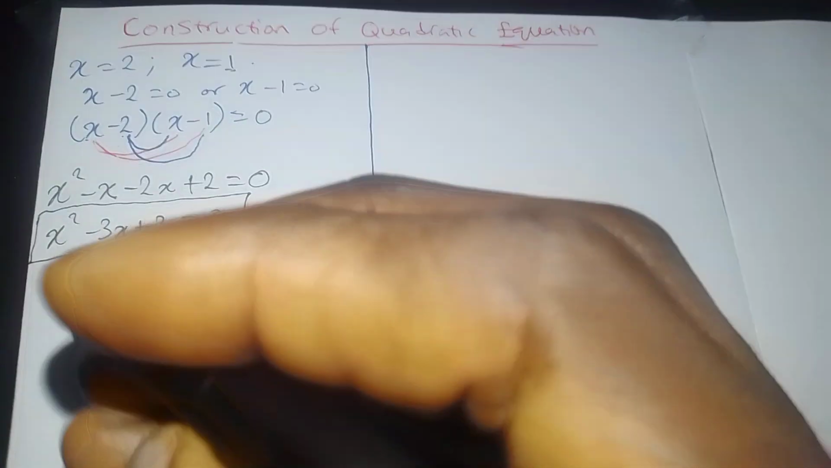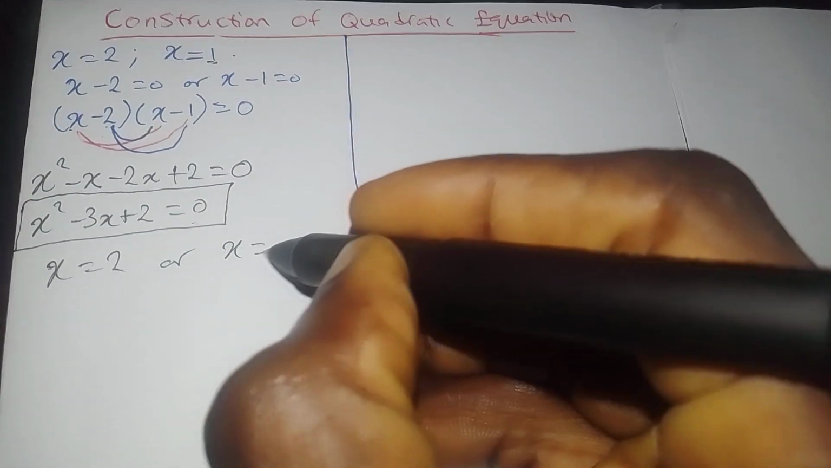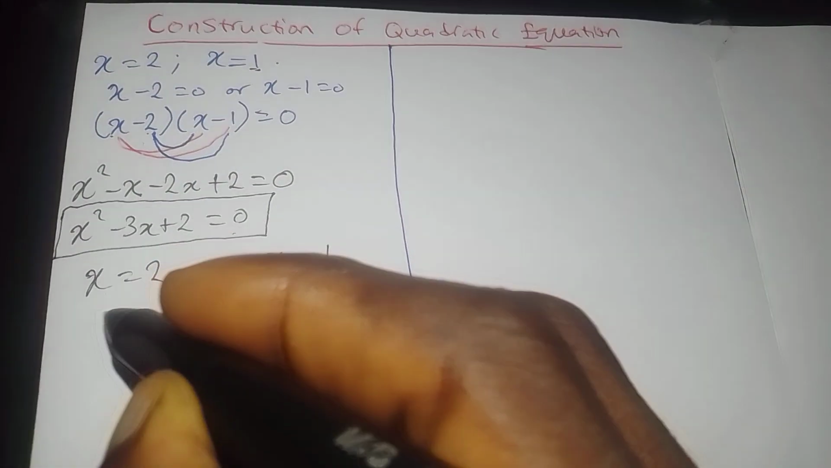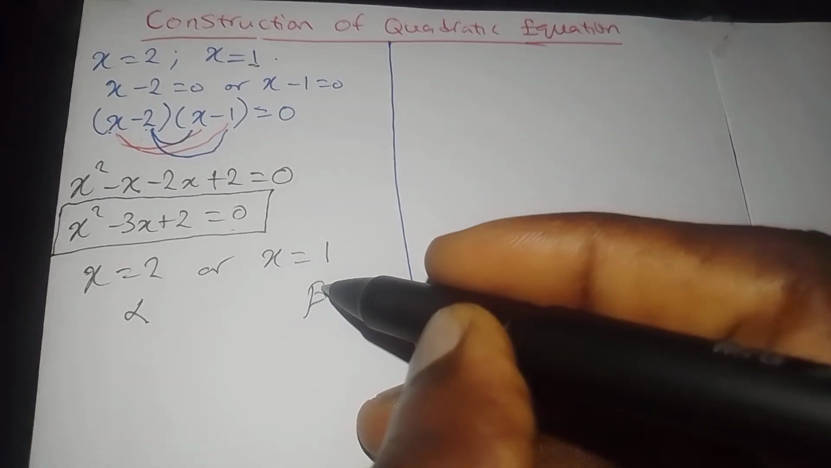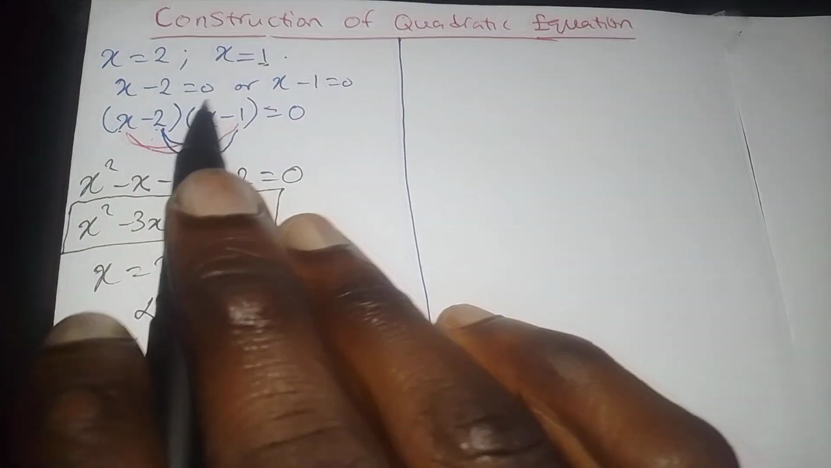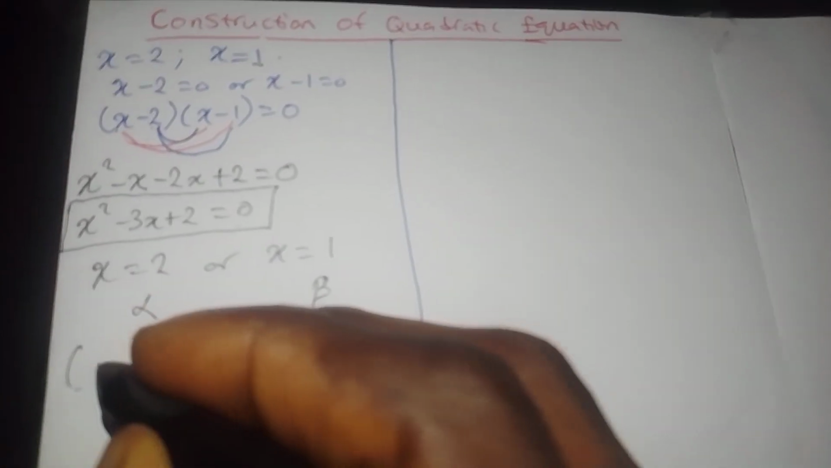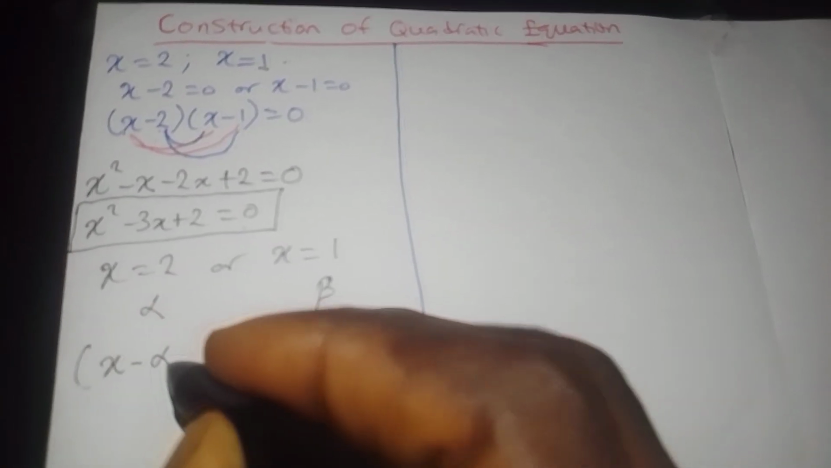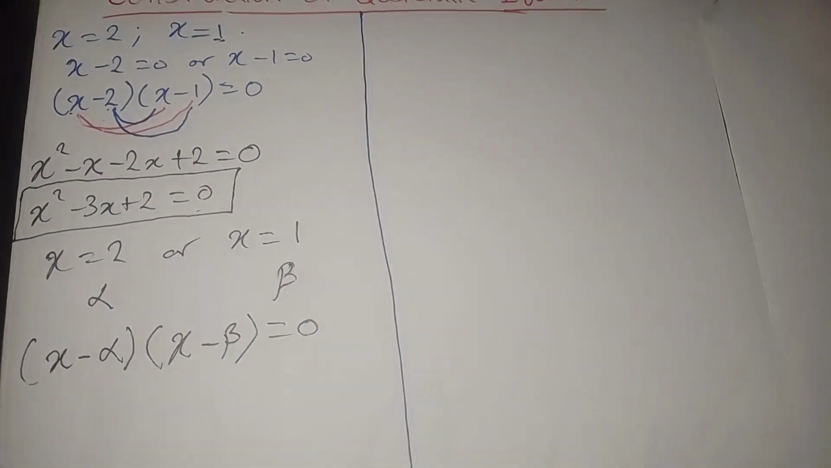That means if I call the first value x equals 2 or x equals minus 1, in this case I say the first answer should be alpha and the second answer should be beta. Now, if I bring these things together here, will I still get my value? Let's assume it would be (x minus alpha) multiplied by (x minus beta) equals 0. So let's check. Let's try to open this.